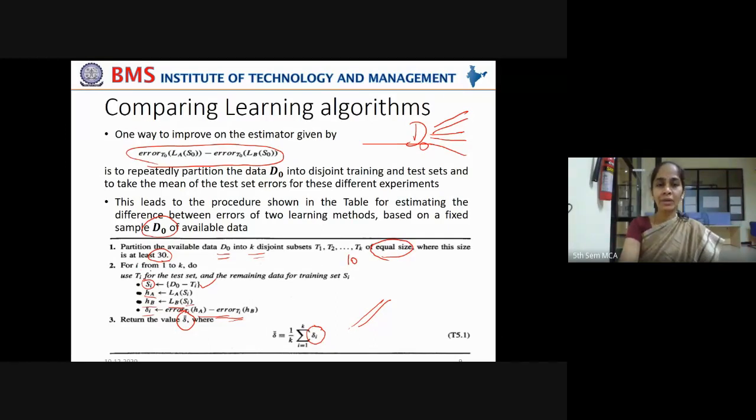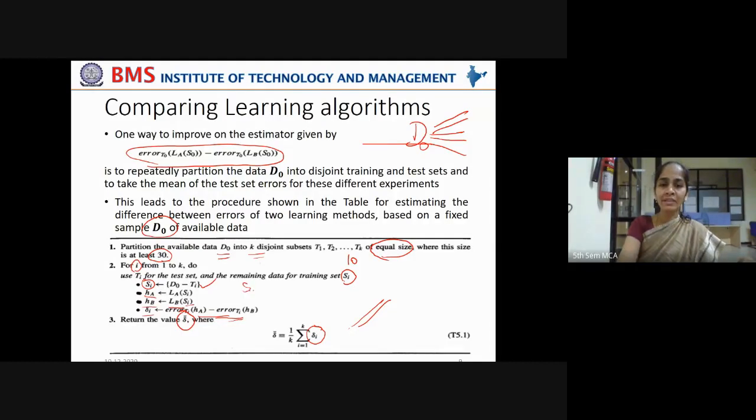Now for i from 1 to k, we are taking each of the partitions into i and performing some operation on it. For that we are taking the iterator i, from the first partition to the last partition. What do you have to do? Use Ti, one partition, for the test set. In the first iteration, the first partition is the test set. In the second iteration, the second partition is the test set. In the third iteration, the third partition is the test set. Use Ti for the test set and the remaining data for the training set Si. All the remaining 9 partitions are Si.